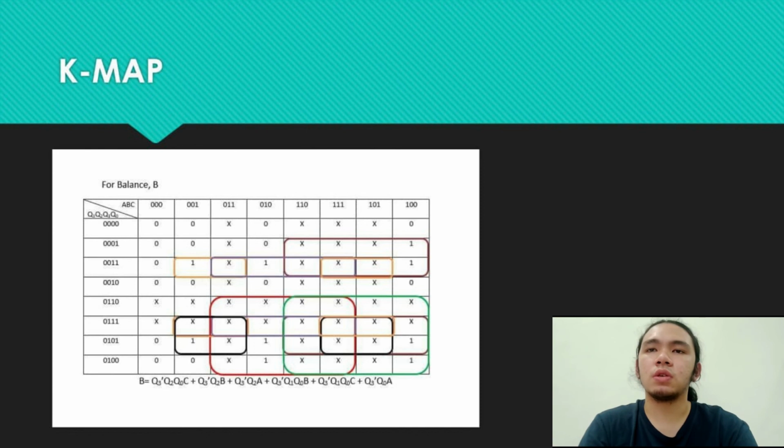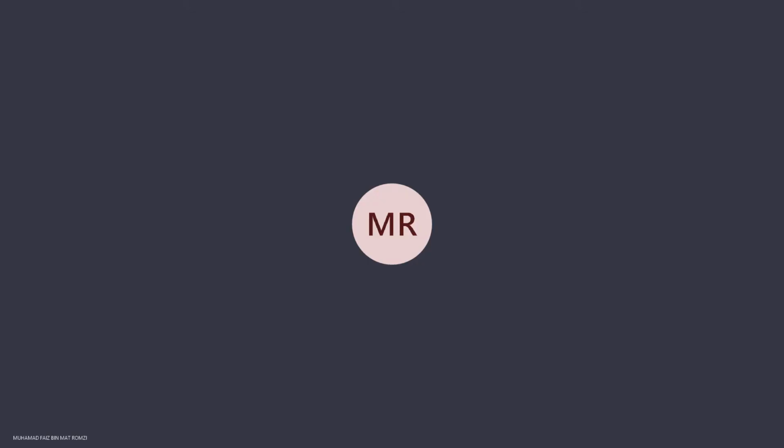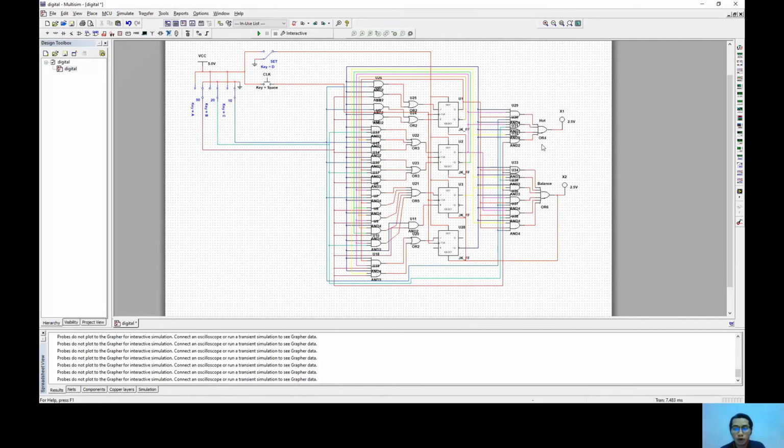Therefore, we will get the equation for balance, which is Q3 bar Q2 Q0 C plus Q3 bar Q2 B plus Q3 bar Q2 A plus Q3 bar Q1 Q0 B plus Q3 bar Q1 Q0 C plus Q3 bar Q0 A. Here is our simulation that we got from our result. Okay, here is the output of hot drinks, and here is the output of balance. So here is the input of 10 cent, here 20 cent, and here 50 cent.